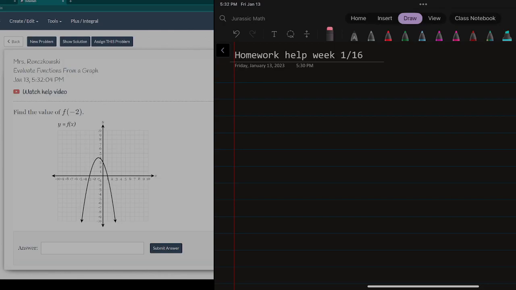Hello and welcome to the Math 3 homework help for next week, which is January 16th. So I'm going to do two problems from each section. So here's our first one.